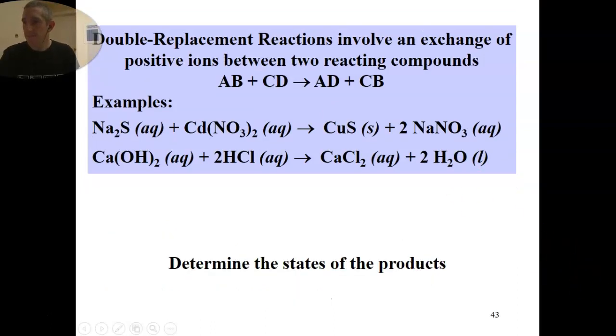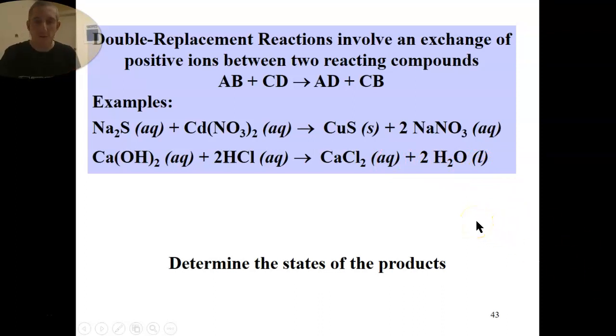Okay. And so as we can mix things together, what we're going to work on today is not predicting the products, but actually predicting the physical states. When is it a solid? When is it an aqueous? When is it a liquid? When is it a gas? And so there's a few rules to do it.